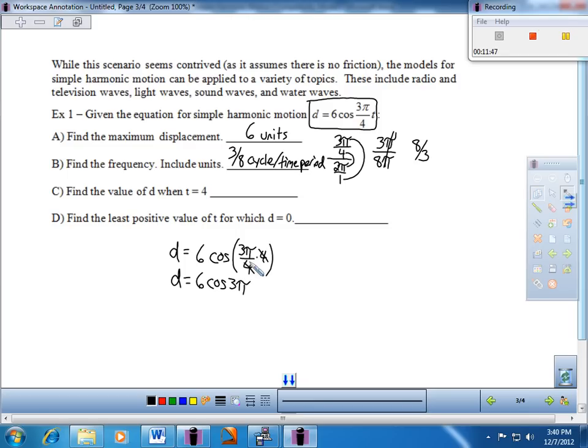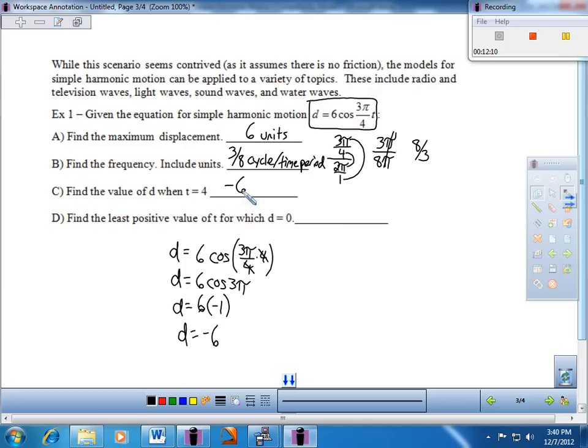Now, of course, picture this. Probably gave this to you way back when we talked about the unit circle. What actually is the cosine of 3 pi? Well, the cosine of 3 pi, being all the way to the left on that unit circle, should be -1. And so you can see here that the displacement would be -6 as a result. Excellent. So that means it's at its maximum negative displacement at 4 seconds.